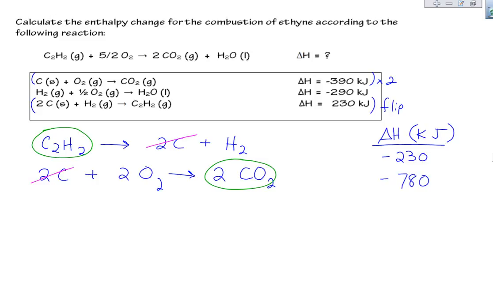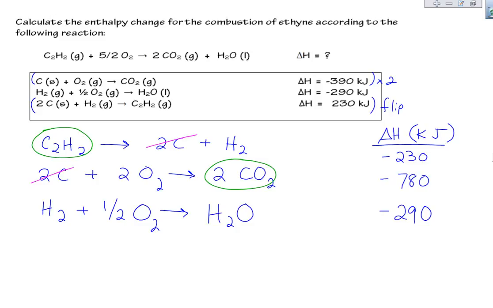We still don't have water on the product side, and I know I need a little more oxygen. We'll deal with that. Oh, perfect. Hey, look at that second step. It forms 1 mole of water. That's exactly what I want. So let's use that second step straight up. The hydrogen plus the half mole of oxygen forming 1 mole of water. And then we'll use this delta H as negative 290.